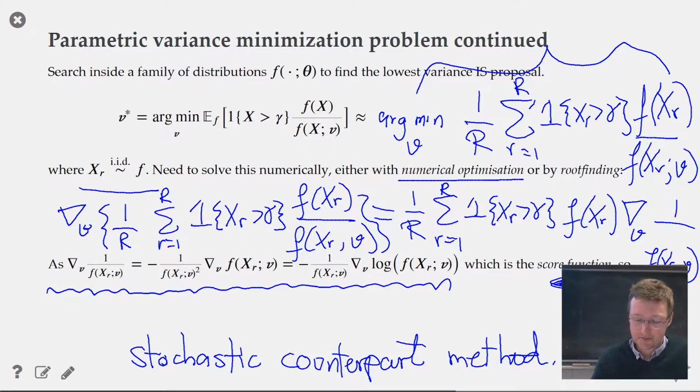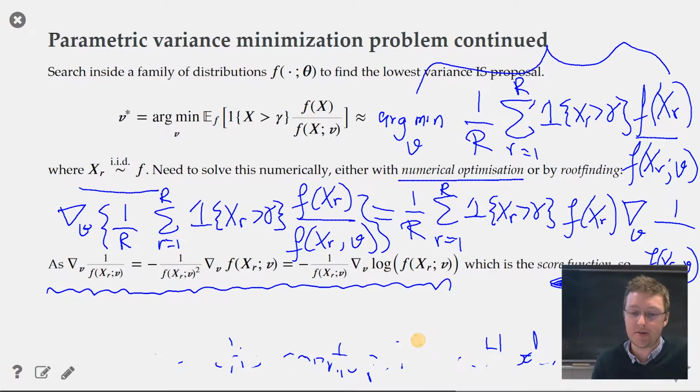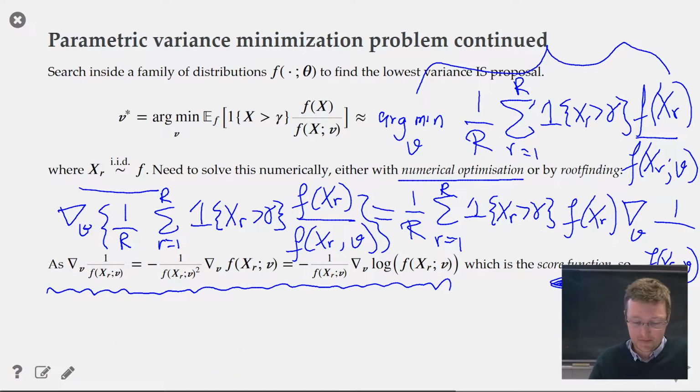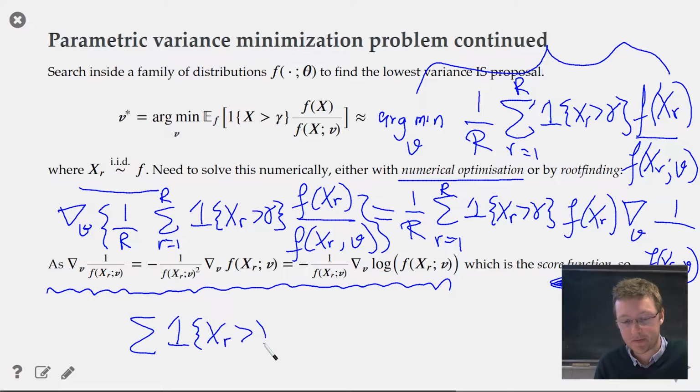But still there are some problems with this approach. So this was the derivative, and the way you would solve it is setting it to 0. So I'll just write that down.